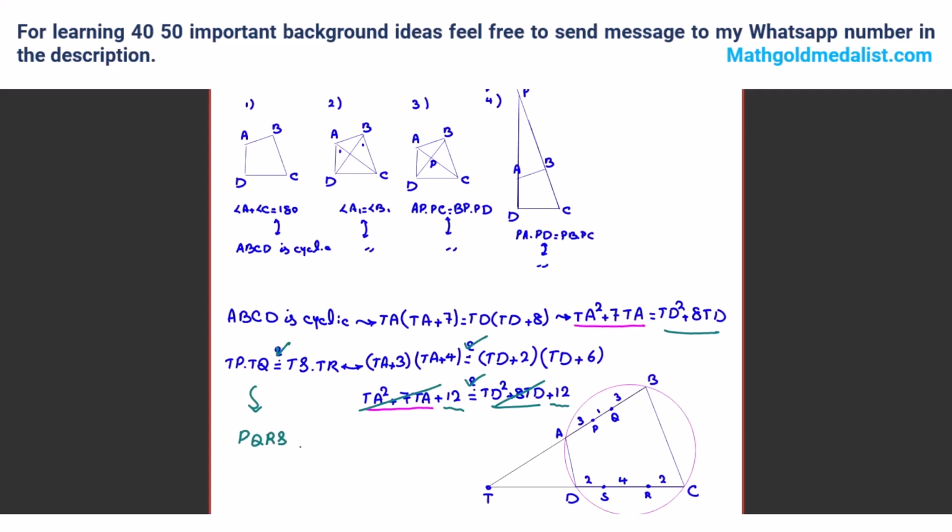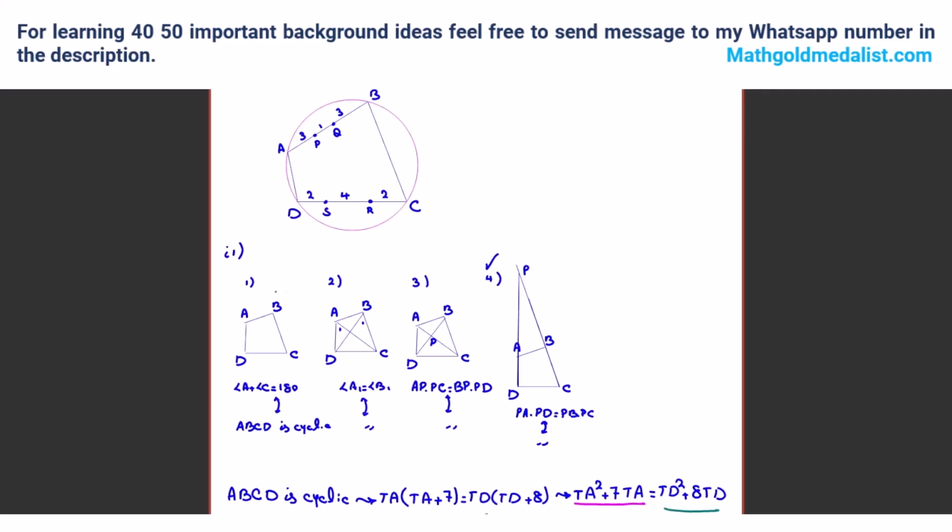PQRS is cyclic. Okay. So we prove this problem completely only by using one of these 4 rules. So pay attention to these 4 rules. And when you want to prove something is cyclic, try to check all of them, okay? And see whether the problem is related to angles or lengths.